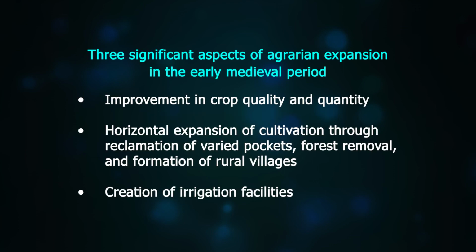There were three significant aspects of agrarian expansion in the early medieval period. Number one, improvement in crop quality and quantity. Number two, horizontal expansion of cultivation through reclaimed and varied pockets, forest removal, and formation of rural villages. And third and the final one, creation of irrigation facilities.